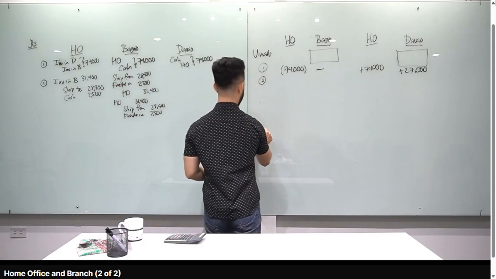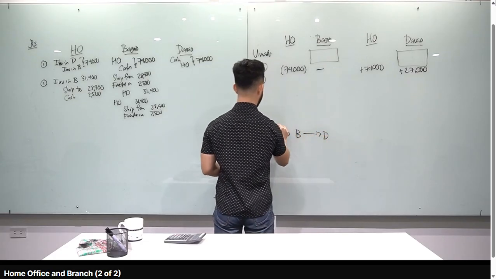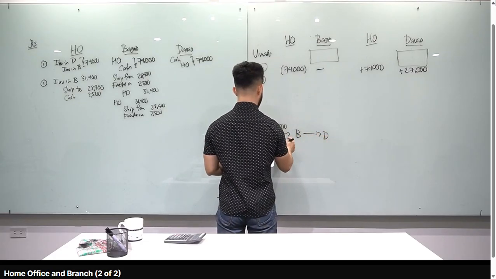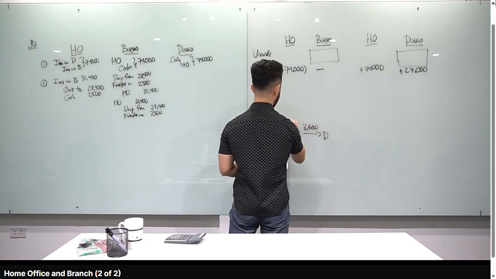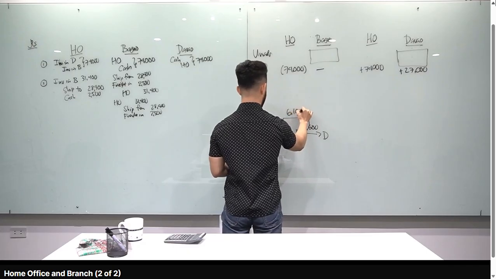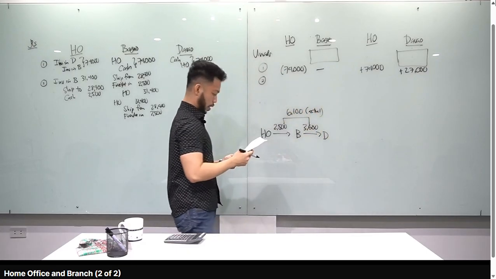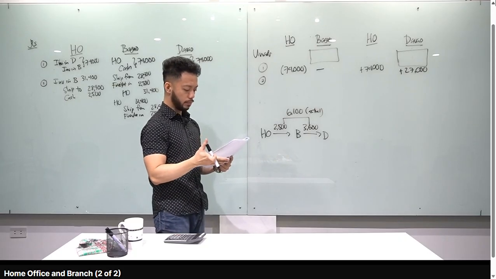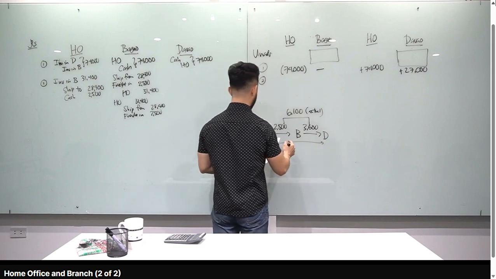Class, ganito nangyari dyan. So si Home Office, nag-ship siya kay Baguio, tapos nag-ship kay Davao. Na-incur na freight cost dito is 2,500. And then from Baguio to Davao, ang na-incur na freight cost is 3,600. Tama? So yung total dito is 6,100. Tama lang? Yun yung actual na freight. Ngayon, class, sabi dyan, if had the goods been shipped directly to Davao, ibig sabihin kung from Home Office to Davao, yun nangyari, 5,000 of freight cost should have been incurred.